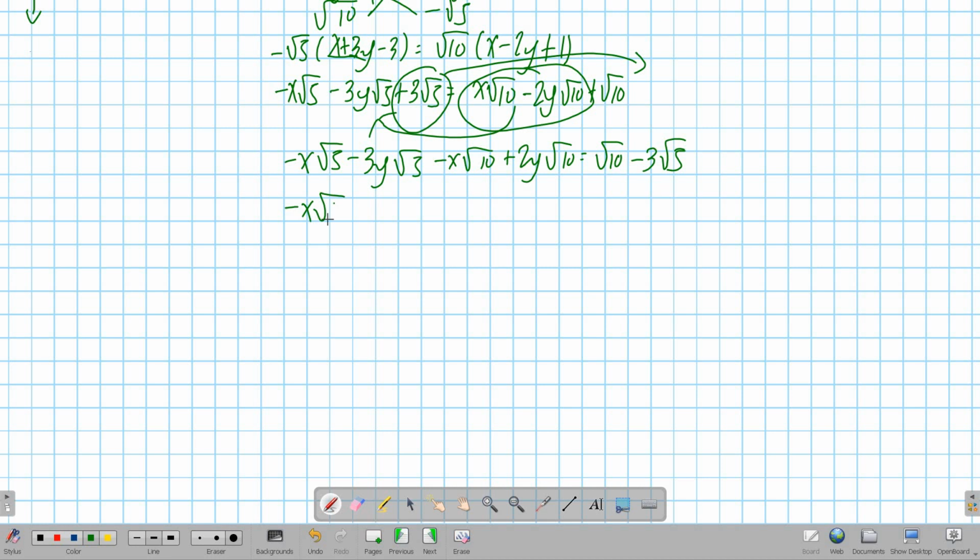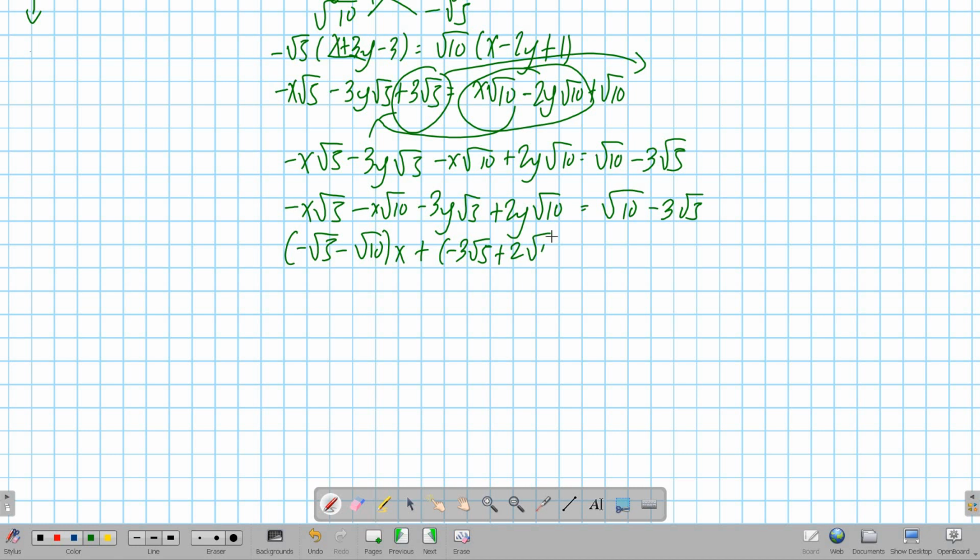We're going to have negative x square root of 5 minus x square root of 10 minus 3y square root of 5 plus 2y square root of 10 is equal to square root of 10 minus 3 square root of 5. So, kagaya ng natin kanina, factor out x at ilagay sa harap yung coefficient. No? So, this becomes negative square root of 5 minus square root of 10 x. Ito, ang gagawin ko lang ay pa-factor out ng positive kasi isa lang naman yung negative. So, I'm just going to have plus negative 3 square root of 5 plus 2 square root of 10 y is equal to square root of 10 minus 3 square root of 5.